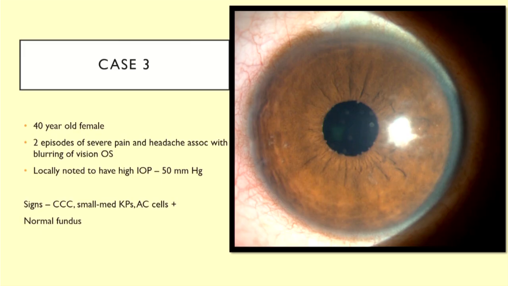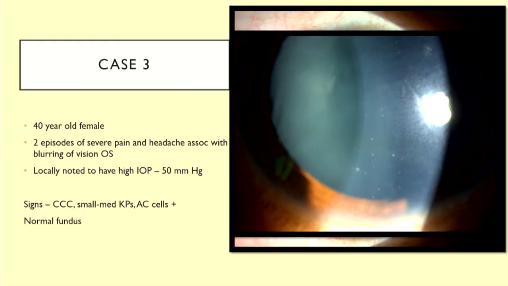So next case, 40-year-old female, has had 2 episodes prior of pain and redness with blurring of vision. When we see this patient, pressure was okay, but the history shows she was locally noted to have high IOP in the first 2 episodes. So you see ciliary congestion, KPs and cells, a normal fundus. Any thoughts?